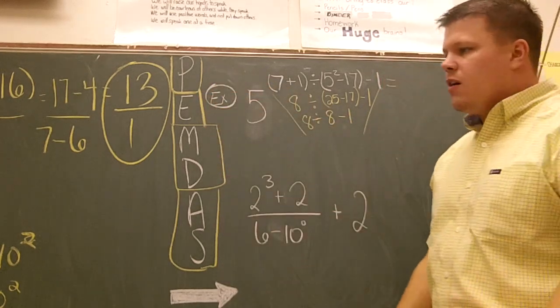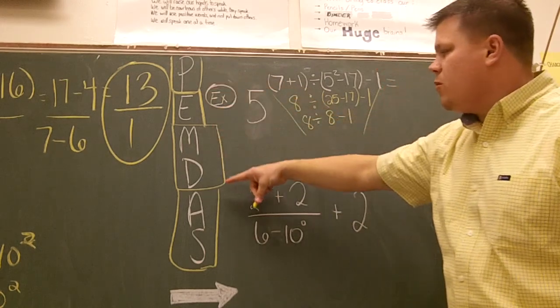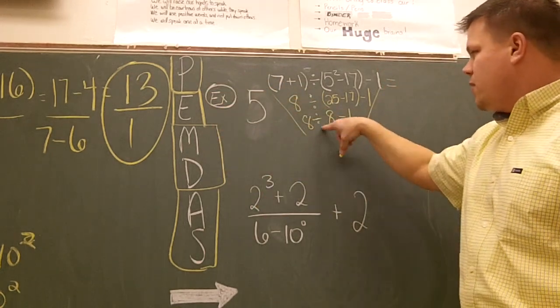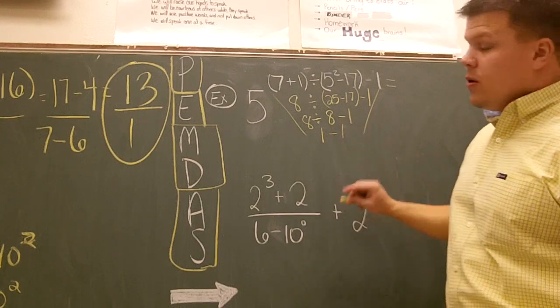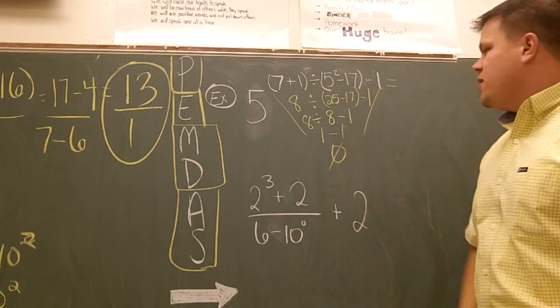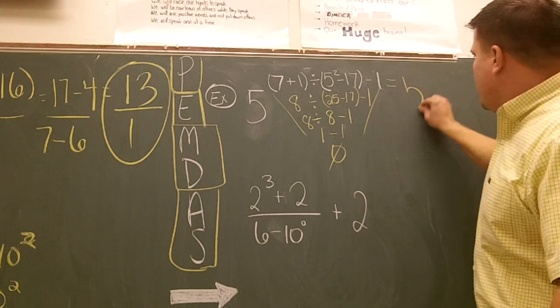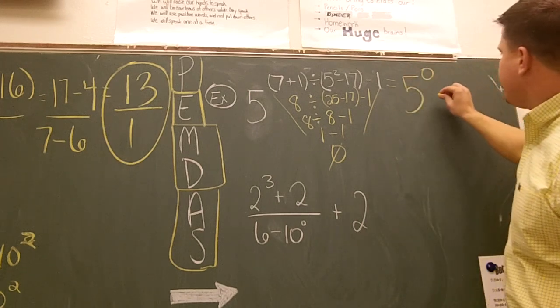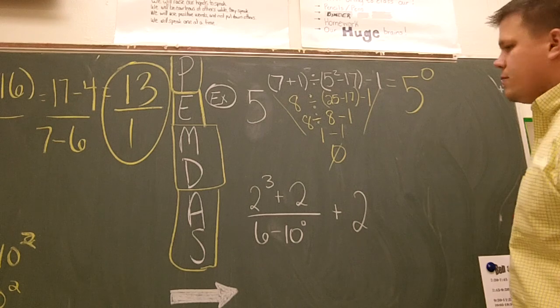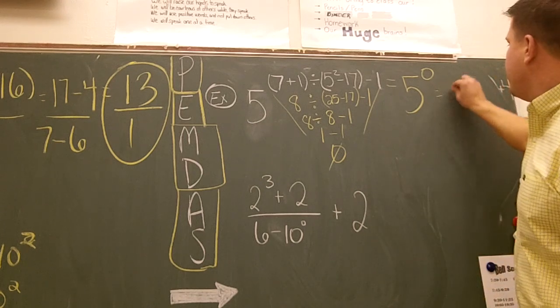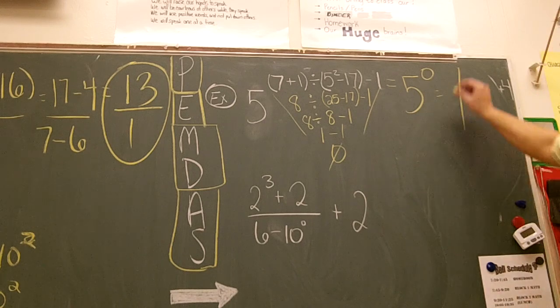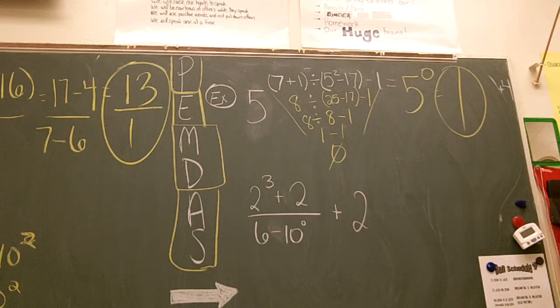Think of it as a hierarchy of ranks here. Which one is more important? It's going to be this one. What's 1 minus 1? I hope you know that. It's going to be 0. So I'm left with 5 to the 0 power. Do I have to tell you the answer? I guess I have to. There's your answer. And you're all set with that one. The answer is 1.